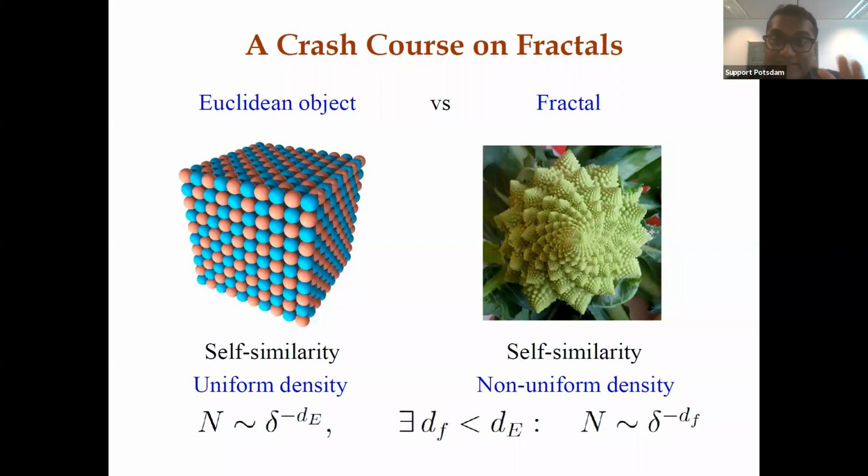These are things we really see in nature, right? It's called the Roman cauliflower, and you see that both these things, this Euclidean object on the left and the cauliflower on the right, are self-similar. Namely, you take a small part of it, blow it up, and it looks exactly the same as the big part from which you took it.